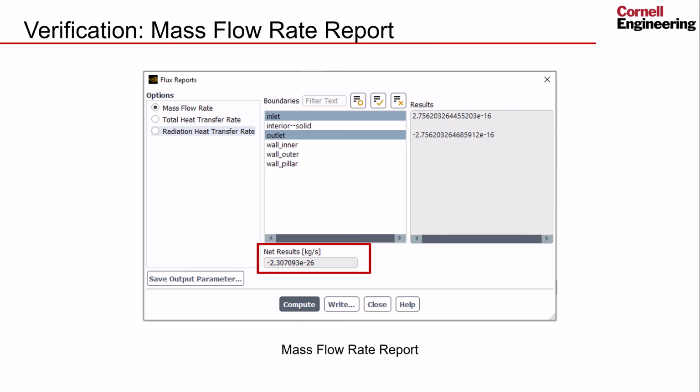Next, we can work to determine and reduce the numerical errors in our solution process. To start, we can look at the mass flow rate report. Here, as shown before, we can see the mass flow rate through the inlet and outlet boundaries. At the bottom, the net results value shows the difference between the calculated mass flow rate entering the bone structure and the mass flow rate leaving it. We can see that this value is extremely small. This is a good indication that our solution has converged and that the overall errors are small.